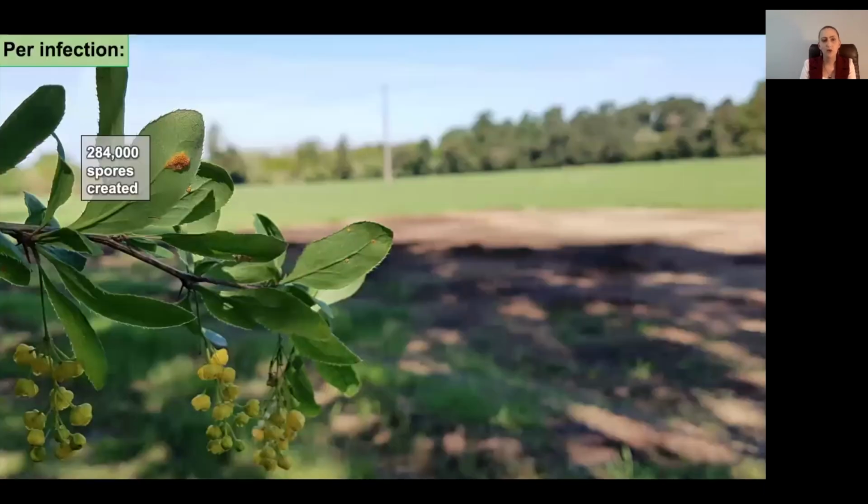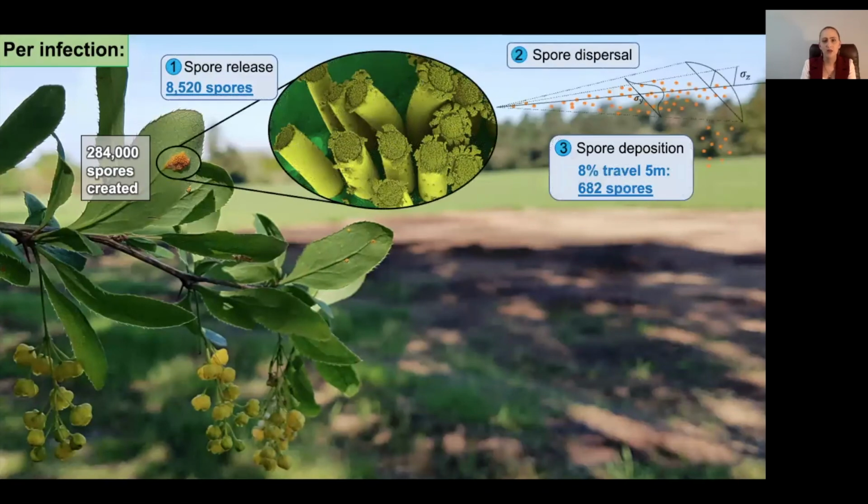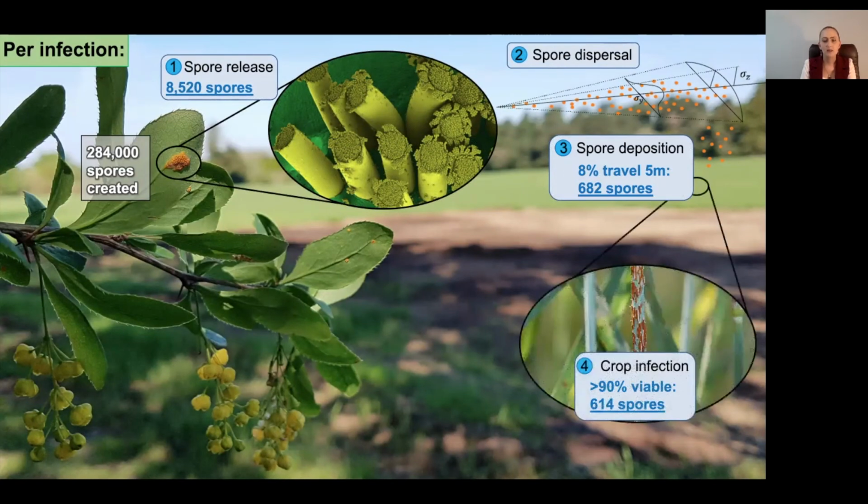Then Vanessa put all of this information together. She knew that from one single infection site, you get around 250,000 spores being created. Just a fraction of these get released, so 8,500, and then just a small portion travel that 5 meters that allows them to get into the crop, and around 614 spores would then be viable.